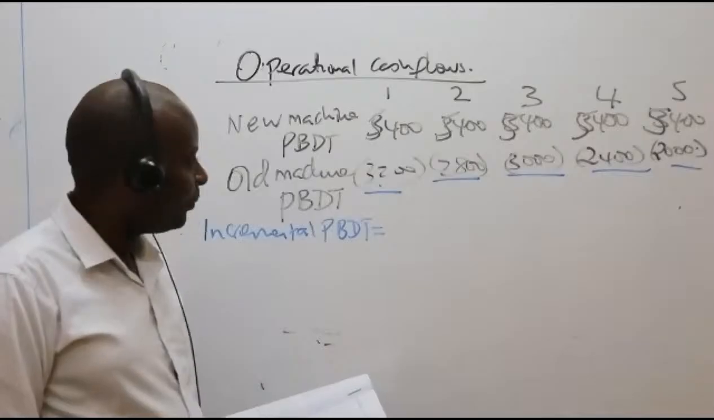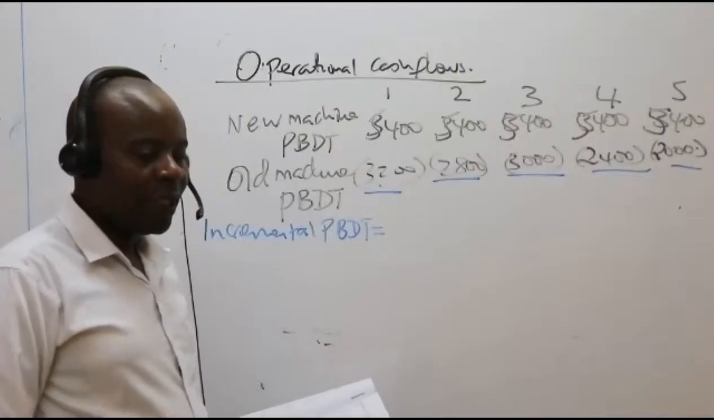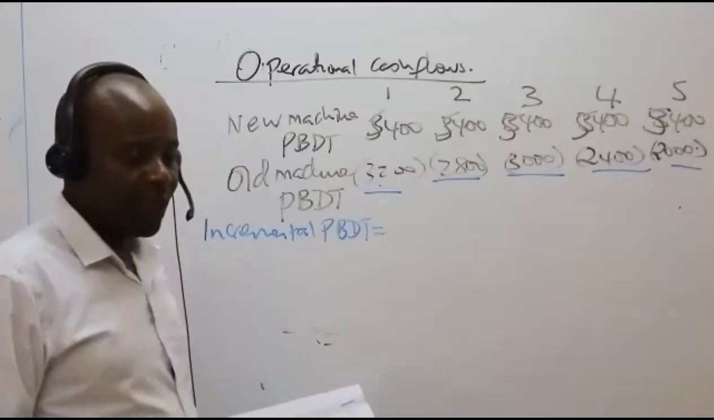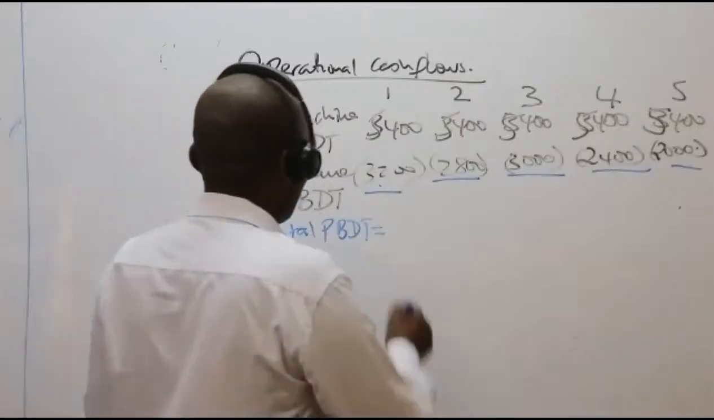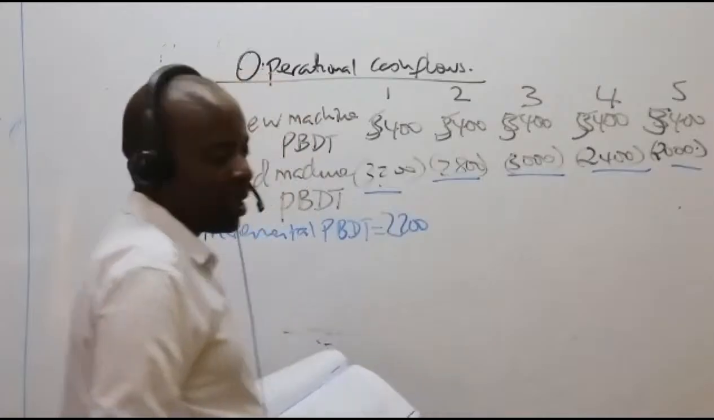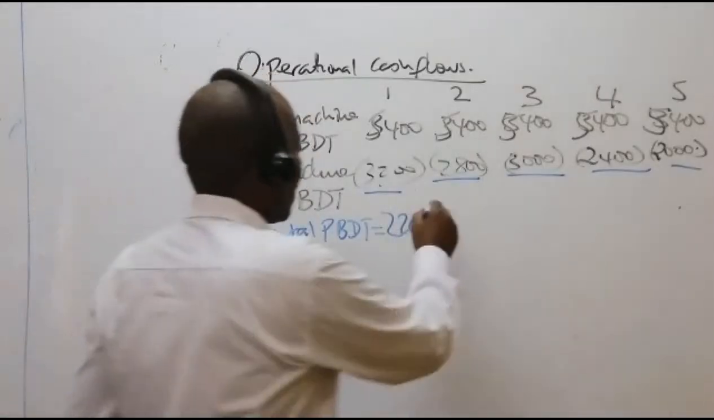No. We are subtracting. We want to see the increase. If we bring this machine, how will our profits here increase? So the first one, I'm being told, is 2,200. How about the second one? The second cash flow is 2,600.